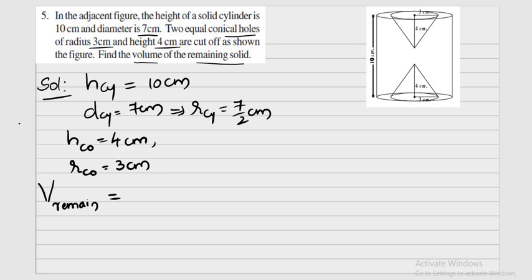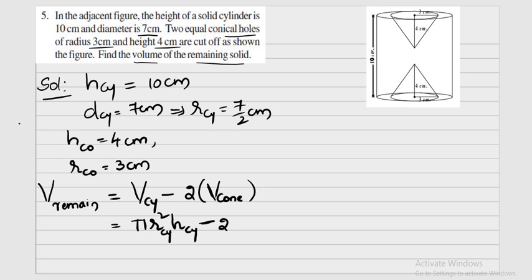The volume of the remaining solid is given by, from the figure we can simply say that, from the volume of the cylinder if we remove 2 times the volume of the cone, then we are going to get the remaining volume, right? So what is the volume of the cylinder? The volume of the cylinder is pi r square h. Since this is about the cylinder, we consider the suffix cy, minus 2 into the volume of the cone. The volume of the cone is 1/3 pi r square h, so here r square of the cone into the height of the cone.